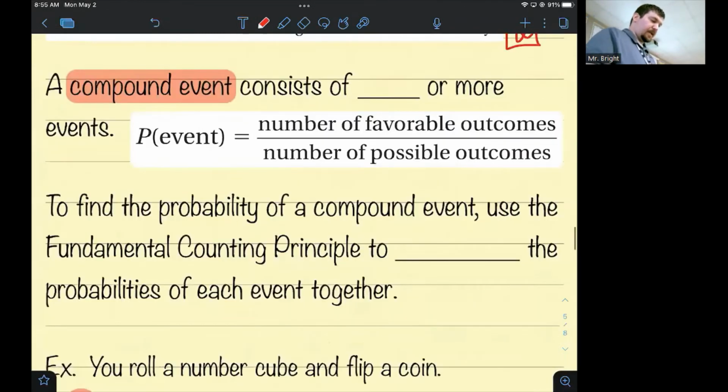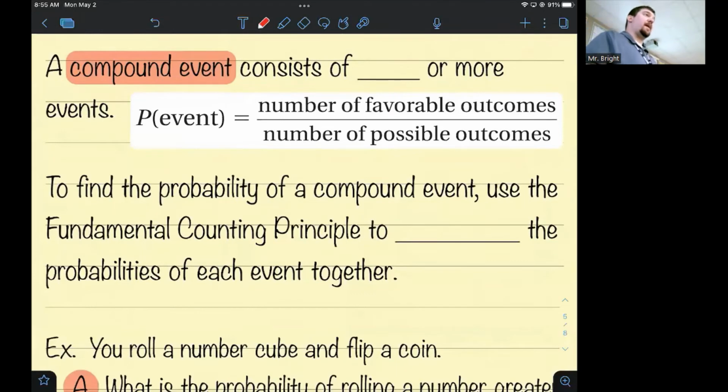Okay. Our next section is about compound events. And so everything we've been talking about so far is leading into this. A compound event consists of 2 or more events. So rolling a dice and flipping a coin. Instead of finding the sample space or just the total number of ways you can roll something, we are now going to look at the probability of rolling a specific thing.